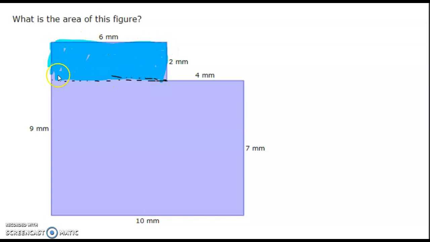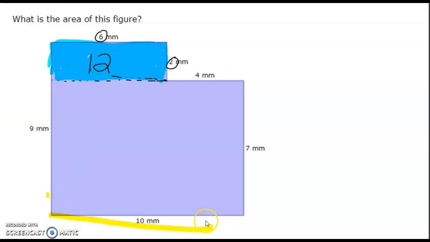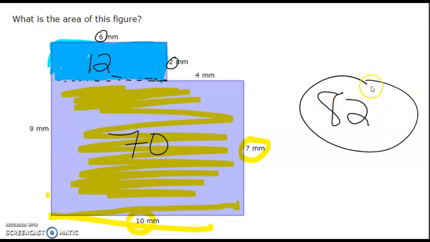So this top one here, my two sides for the rectangle are 6 and 2. So I just have to do 6 times 2. So up here is 12. Now let's go ahead and find the bottom, down here, this big guy. It looks like it is a 7 by 10. So 7 times 10 is 70. So you would just add the two together and get 82. This one's not nearly as bad.